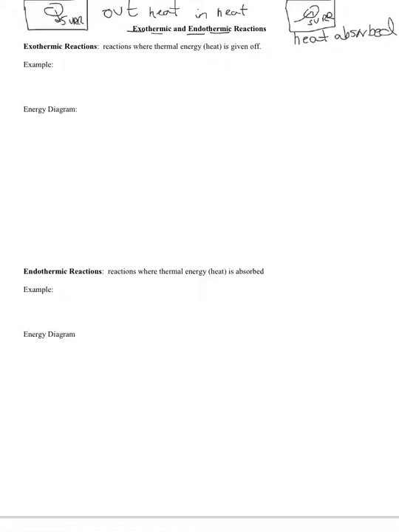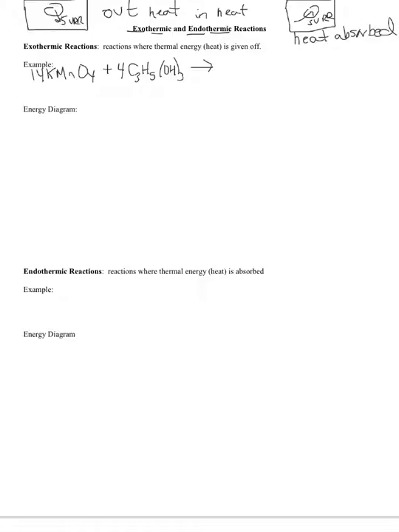So here's your definition for exothermic reactions. Reactions where thermal energy or heat is given off. So let's write an equation that has an example. All right, so we have 14 KMnO4. KMnO4 is one of our reactants. And to that we have 4 C3H5(OH)3. Those are going to be our two reactants.